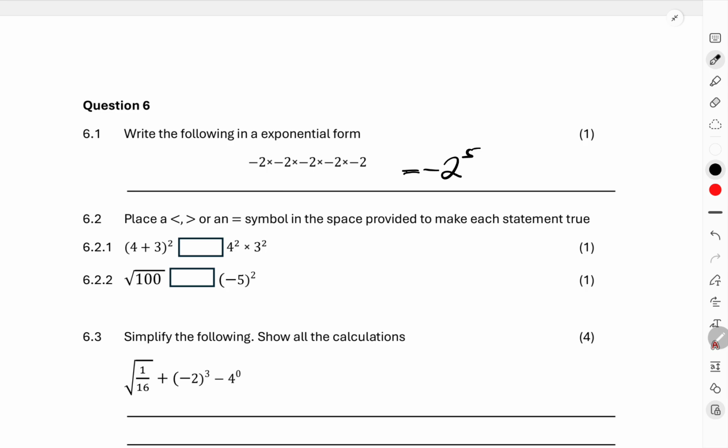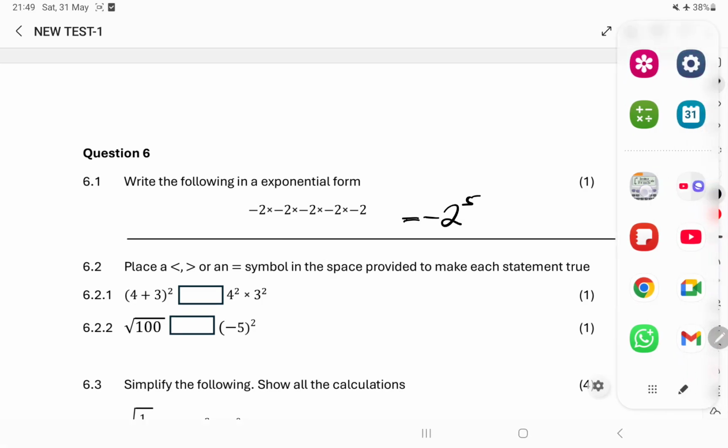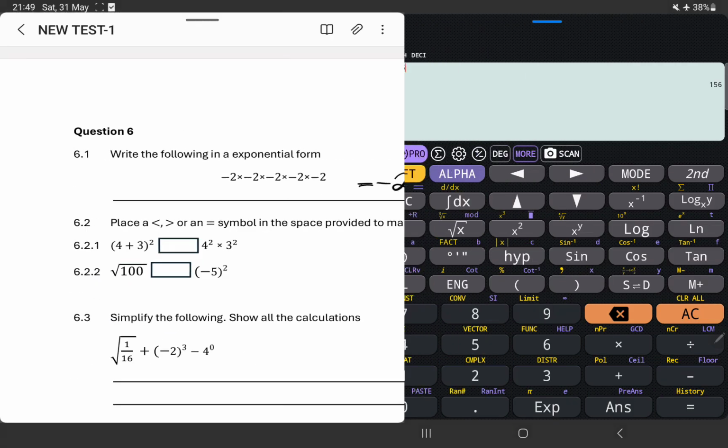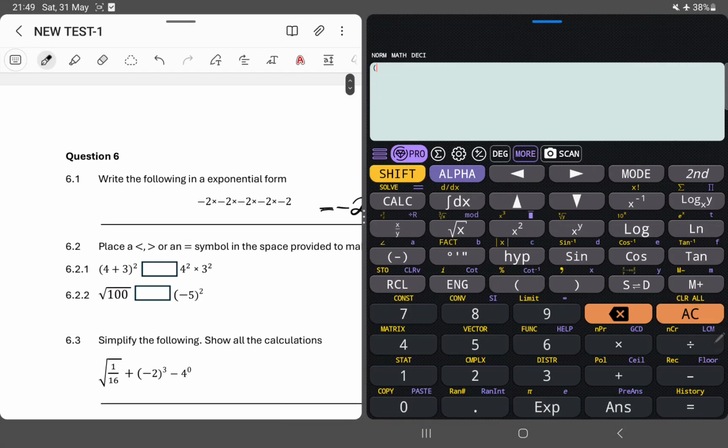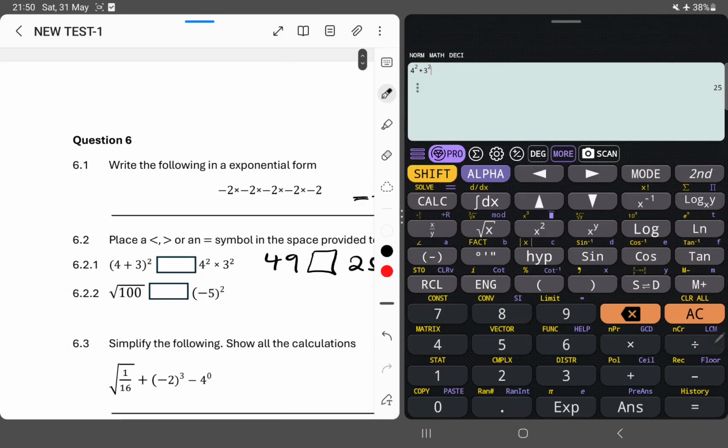Then place a greater than, less than, or equals to symbol in the spaces provided to make the statement true. So on the first part, we have 4 plus 3. We are going to use a calculator here as well to be on the safe side. So on the calculator, on the first part, open a bracket. I'll have 4 plus 3 all squared. 4 plus 3 all squared, I'm having 49. Then I'll do this space as well. I'll have 4 squared plus 3 squared. 4 squared plus 3 squared, that is 25.